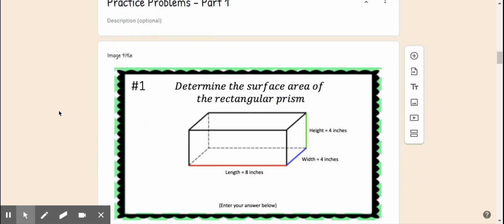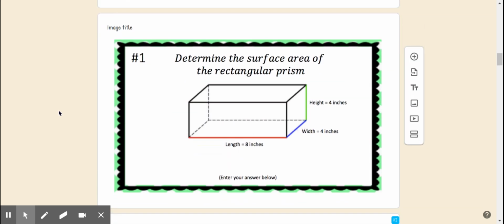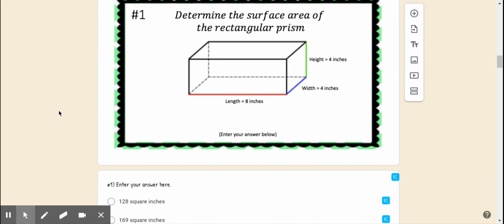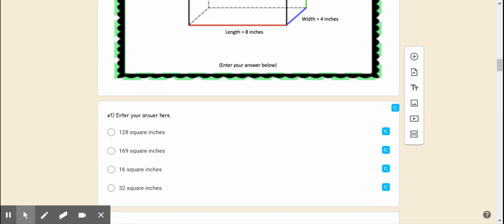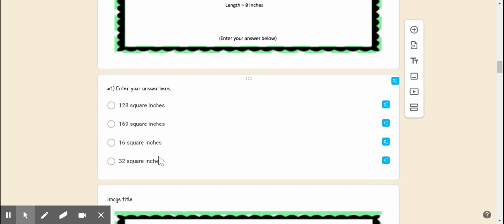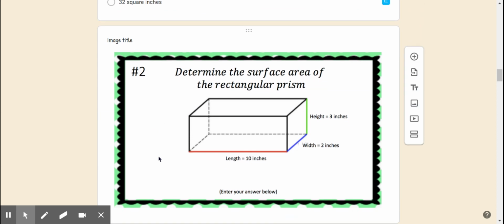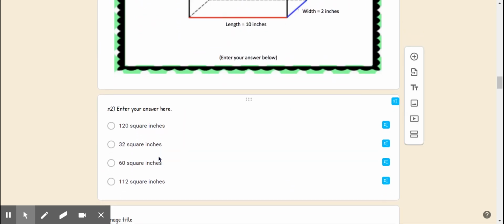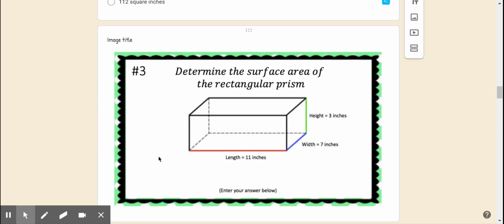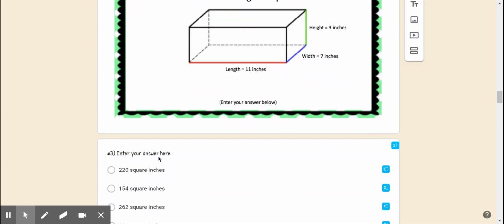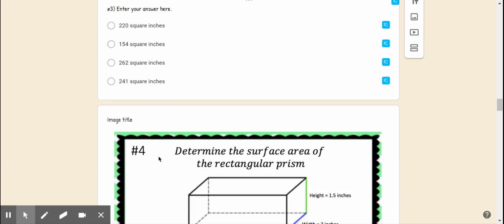All right, next you have some practice problems. For the first one, determine the surface area of the rectangular prism with a length of 8, a width of 4, and a height of 4. Then select your answer for that problem here. Question 2, determine the surface area of the rectangular prism shown with a length of 10, a width of 2, and a height of 3. Select your answer here. Question 3, determine the surface area of the rectangular prism shown with a length of 11, a width of 7, and a height of 3. Select your answer choice here.